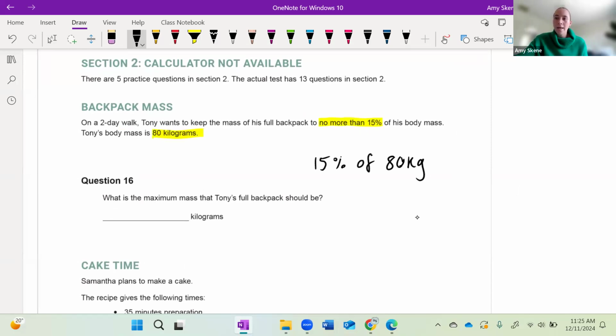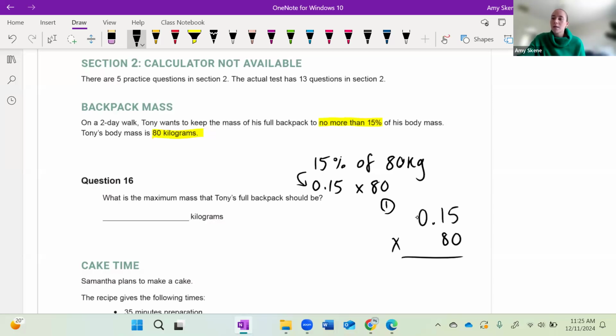To convert from a percentage to a decimal, we divide by 100, which would mean that we move the decimal place 2 spots to the left. So it would be 0.15, and we can multiply that by 80, and we could set it up using long multiplication. So we could do 0.15 multiplied by 80 and calculate it that way. That is method number 1. But I'd actually suggest to go for method number 2 here.